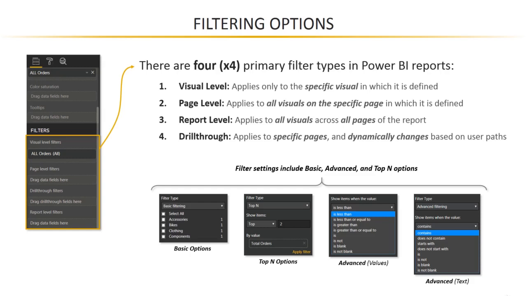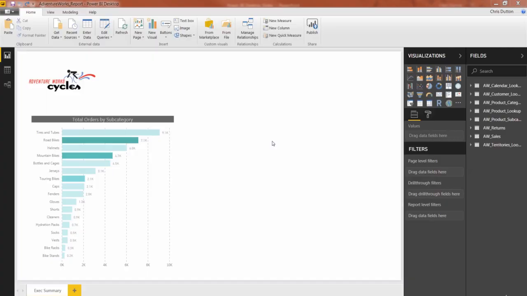And then you have advanced options, which look a little bit different, whether you're dealing with a value field or a text field. But this is basically the same idea as those value or label filters that you would find in Excel or in a pivot table or in other tools. So if you're dealing with values, you've got logicals like less than, greater than or equal to, etc. And for text, you have contains, does not contain, starts with, is not, is blank, etc. So let's jump back to our report and see exactly how these things work.